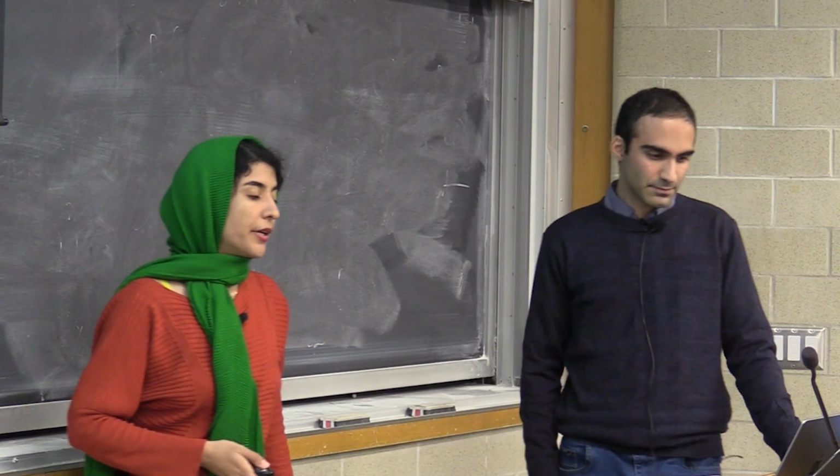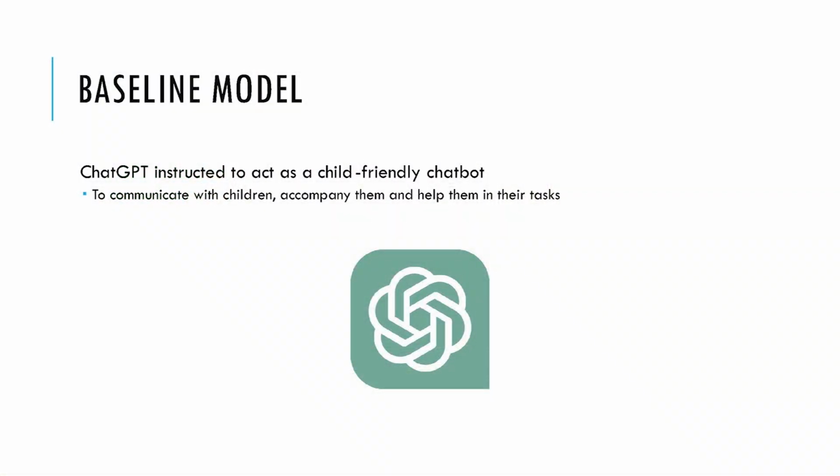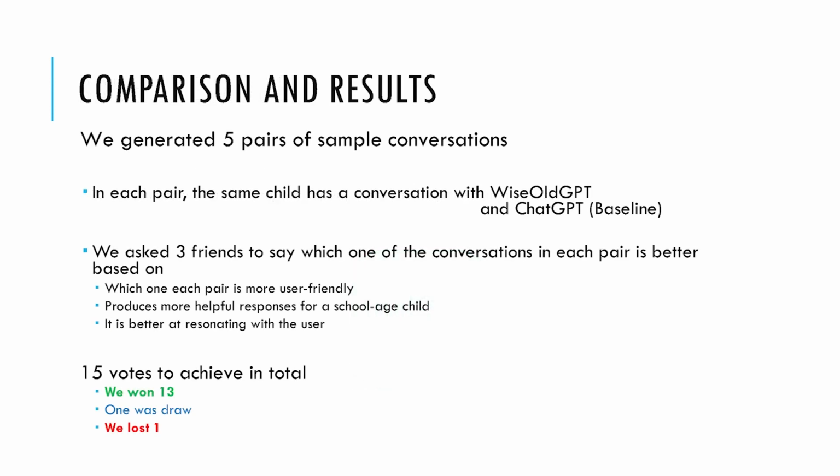In order to compare our model with a baseline model, we instruct ChatGPT to act as a child-friendly chatbot. For the comparison results, we generated 5 pairs of sample conversations, and in each pair, the same child has a conversation with our model and with ChatGPT as the base model. We asked 3 people to evaluate the conversation of each pair.